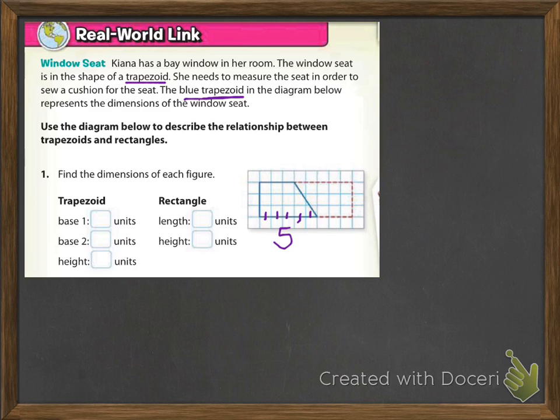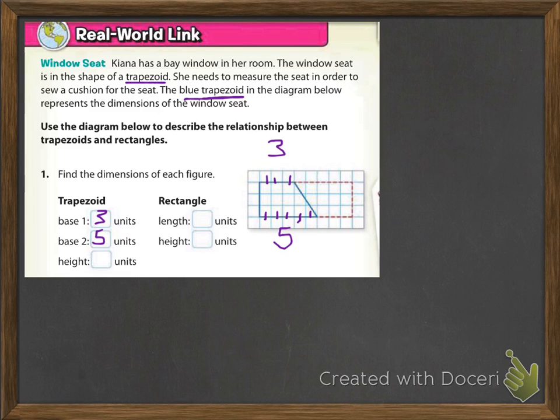So now let's check out the other base. We have 1, 2, 3. So the dimension up here for the length of the base is 3. Now what does matter, like I said, is that you are able to identify the correct pieces as bases. The reason why we know these two are the bases, the 5 and the 3 that we've identified, is because if you look at an extension, you can tell that those two lines are never going to intersect.